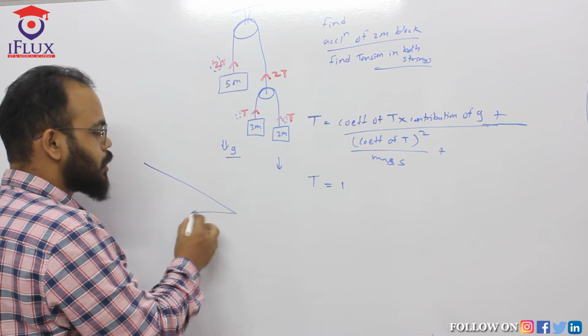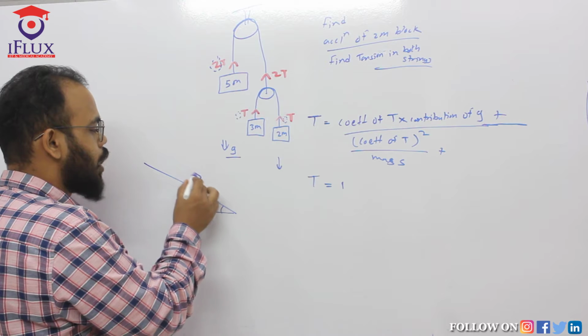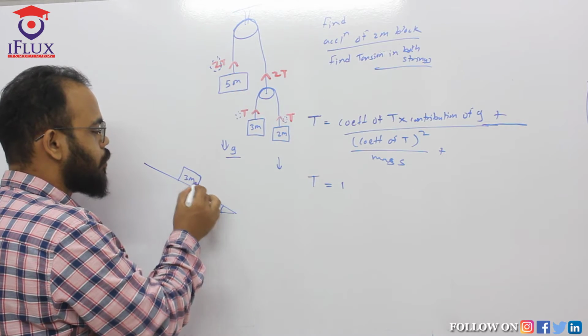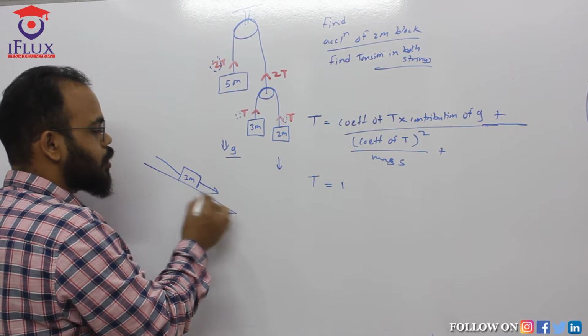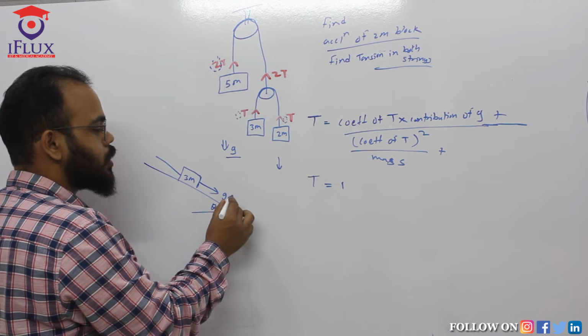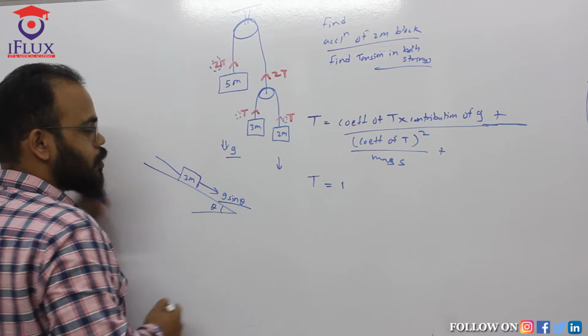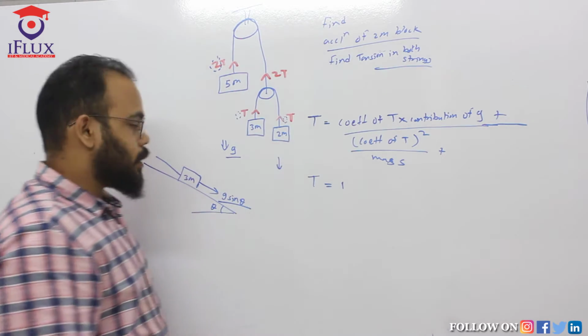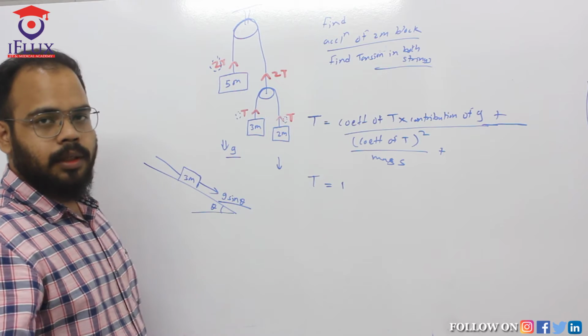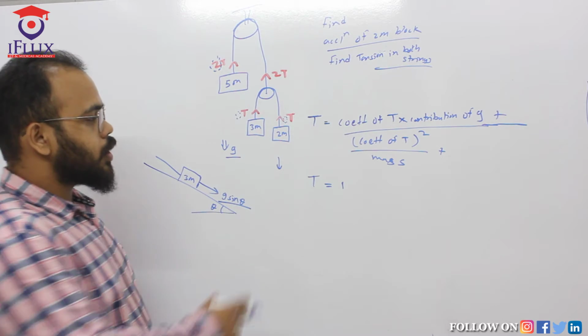So consider this is an inclined plane. If I have a mass over here of 3m, angle theta, this is the string. In this case, the contribution of G is G sin theta. So the contribution of G will be G sin theta. But let's get back to our example. We'll solve this in the next sum. So let's get back to this.